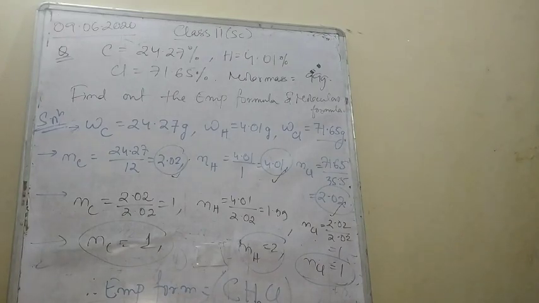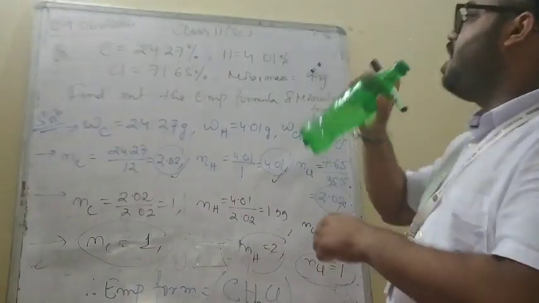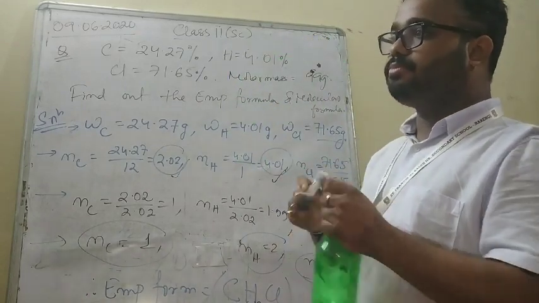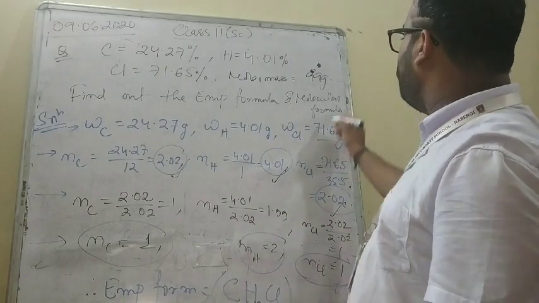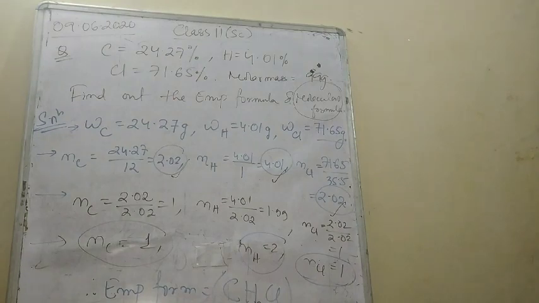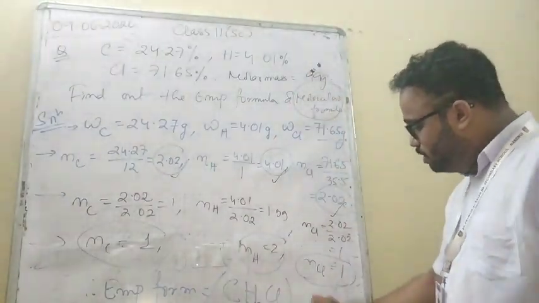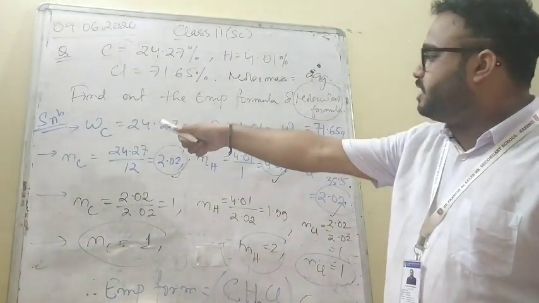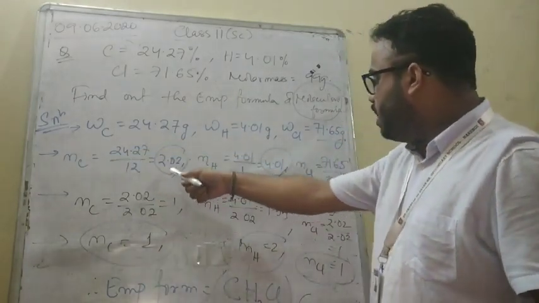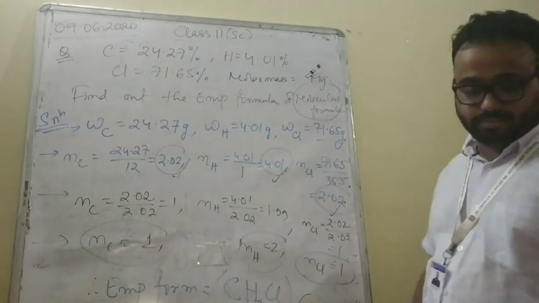Clear? Now, in empirical formula it is fine. How will you find out molecular formula? If you want to do empirical formula only, you have to do this much. First, convert into grams, calculate number of moles, divide by the smallest number, and then round off. You will get the answer.